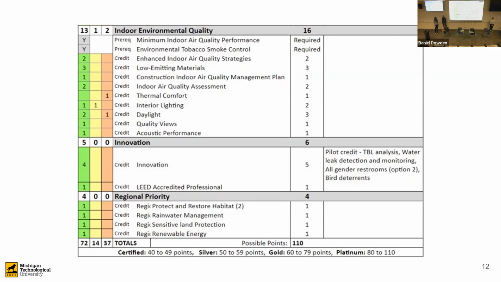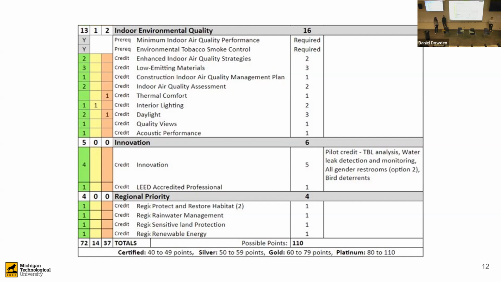And I'd just like to say that bird deterrents are stickers or other objects that you can put on windows, and that deters birds from flying into the building. And then the last category I'll talk about is regional priority. Regional priority addresses geographically specific environmental, social equity, and public health priorities. And so in total, we decided that we were able to allocate 72 out of the total 110 points, which puts us in the LEED Gold certified range.